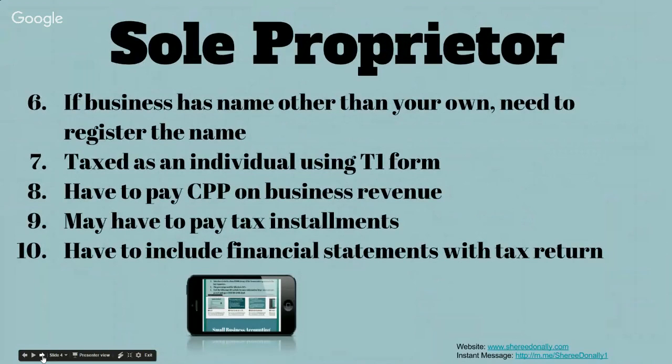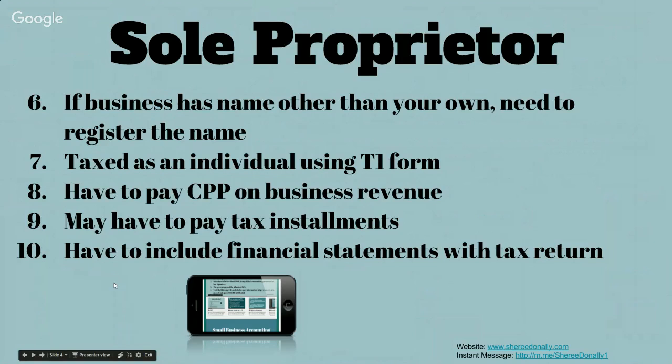Now, if the business has a name other than your own name, you need to register that name with Alberta registries, so that they are aware that you're using that business name. Okay, like I said, you're taxed as an individual, you're using the T1. Now you have to pay CPP on your business revenue. What they do is they take your gross revenue and you have to pay CPP on that and remit it with your income tax.